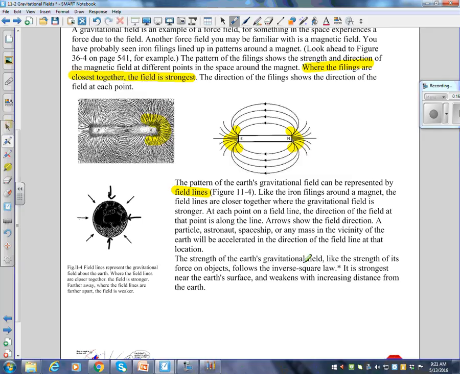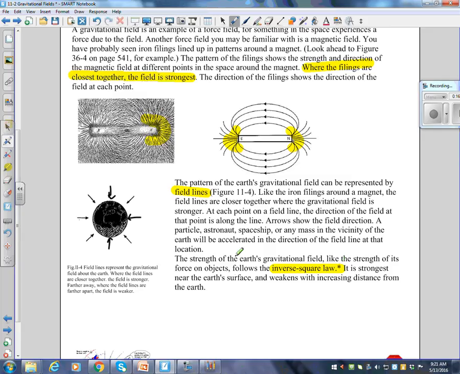The strength of the Earth's gravitational field, like the strength of its force on an object, follows the inverse square law. You guys know what that is? Twice as far, inverse square, a quarter as strong, right? Same thing with sound, with light. You know how you get really close to a bright light, it's really bright, and you back up, right? It gets less and less intense. That follows that inverse square law.